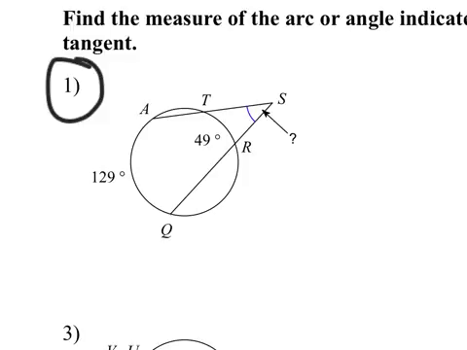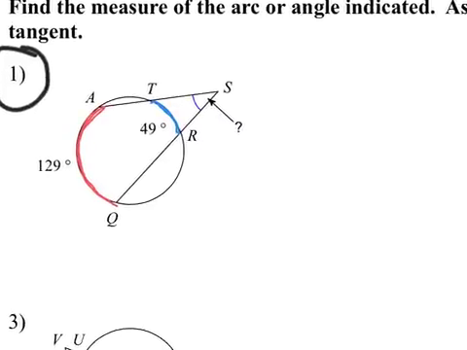that if two lines intersect outside a circle, such as this, they intersect at point S, which is obviously outside the circle, then the angle that it creates is always going to be half of the difference of the two arcs. Now the two arcs are these. This red one, which is 129 degrees, and this blue one, which they tell us is 49 degrees. So we want to subtract the red and the blue one, and then divide it by 2, and that'll tell us the measure of the angle.